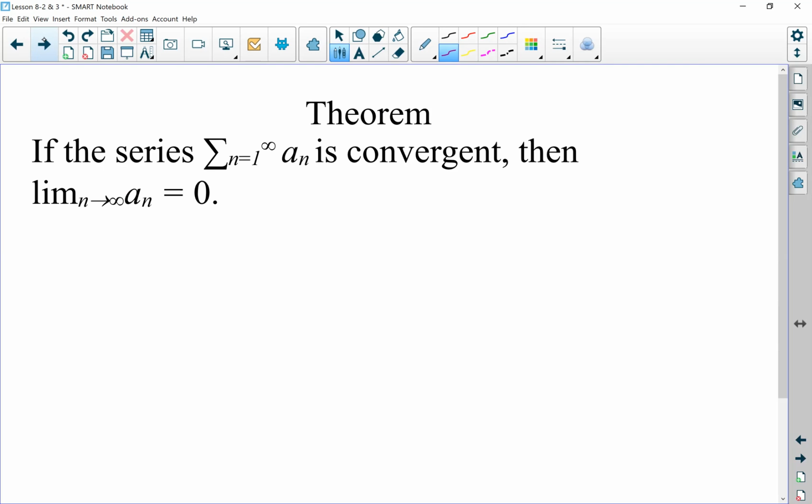But this is one test, so to speak, of whether a series is divergent or not. If you look at the limit and it doesn't go to 0, then you know for sure it's divergent. That we know. Let's see, what is that? I don't know, is that the contrapositive? I'm trying to remember my geometry.